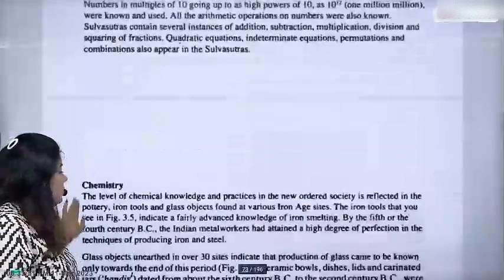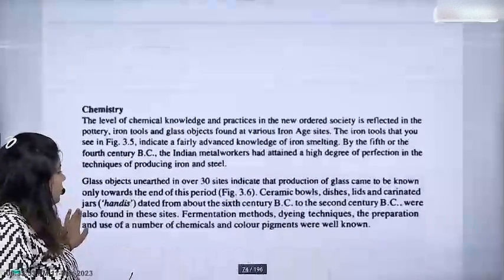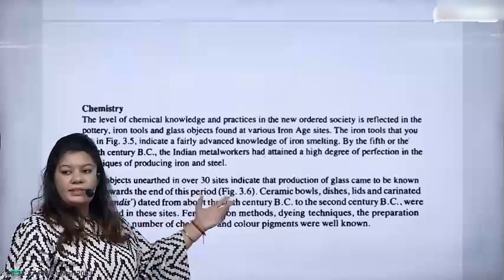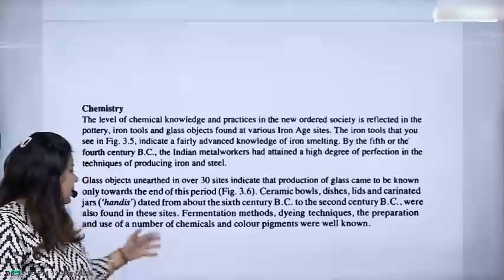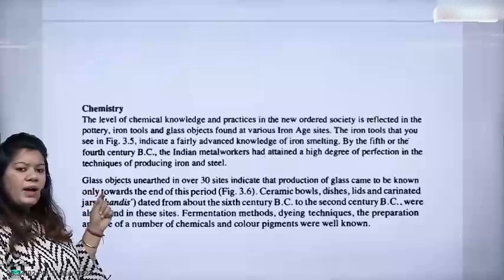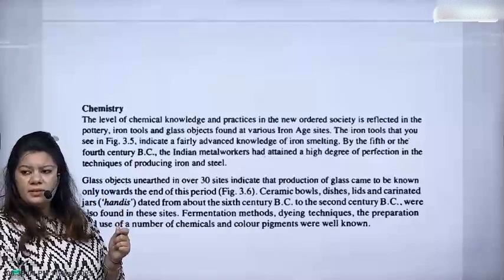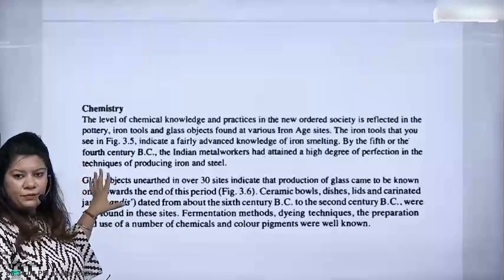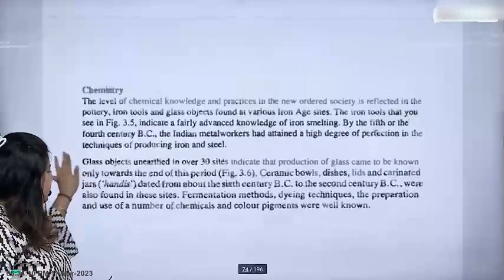Then in chemistry also, many discoveries were there in the Iron Age, like for example, ceramic bowls, dishes. So there was again the knowledge of iron smelting, materials, which was spread by different scholars at that point of time.